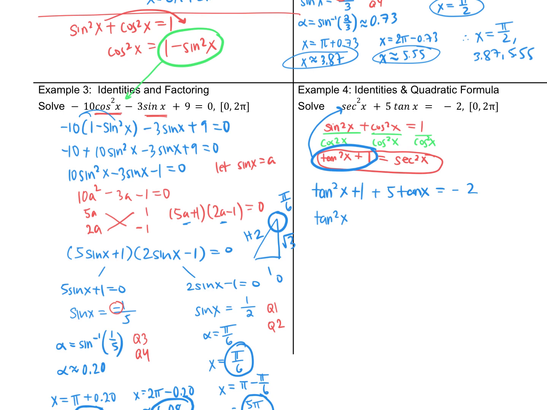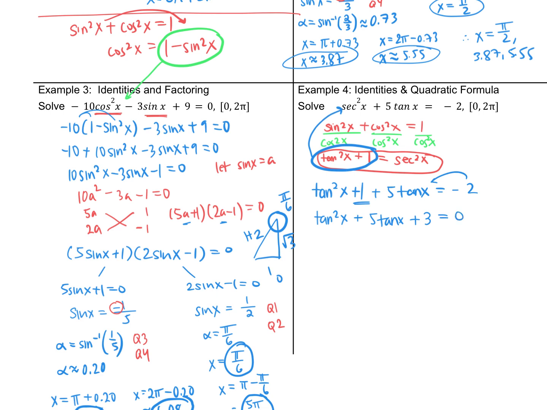Tan squared x plus 5 tan x. I'm going to bring the -2 over because just like with a quadratic, one side has to be equal to 0 the minute I see that exponent of 2 there. So when I bring it over, it's going to be plus 2. And when it collects with the plus 1, we have plus 3.